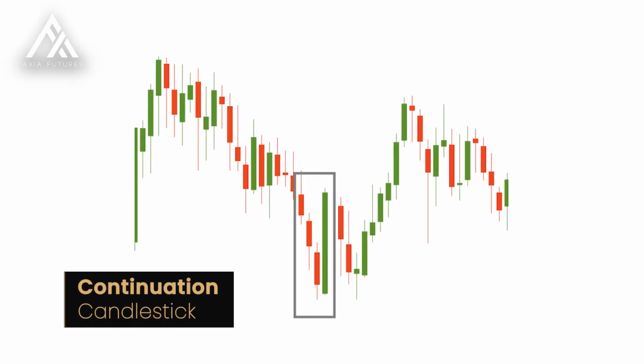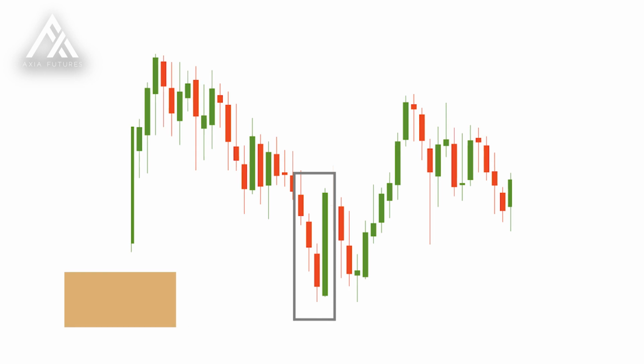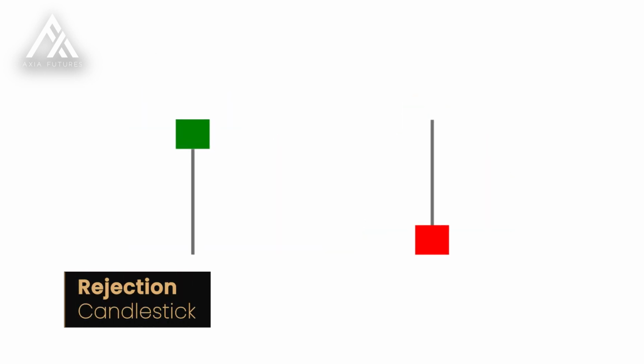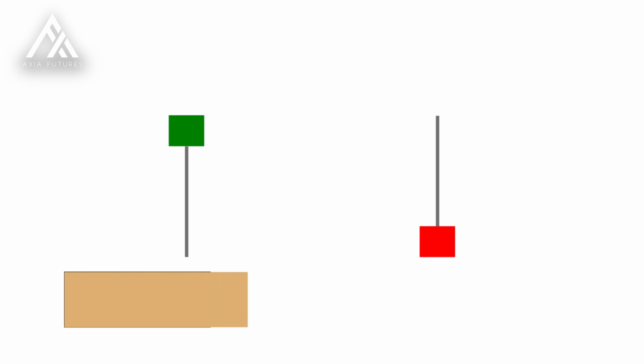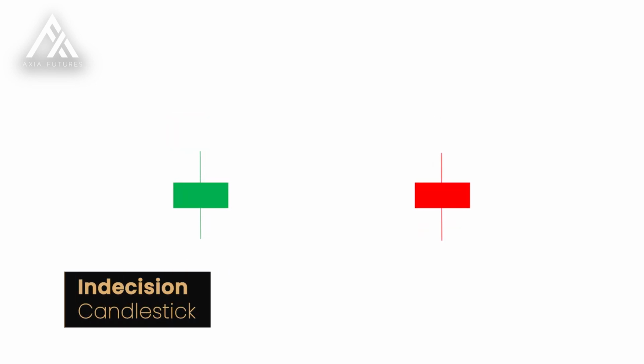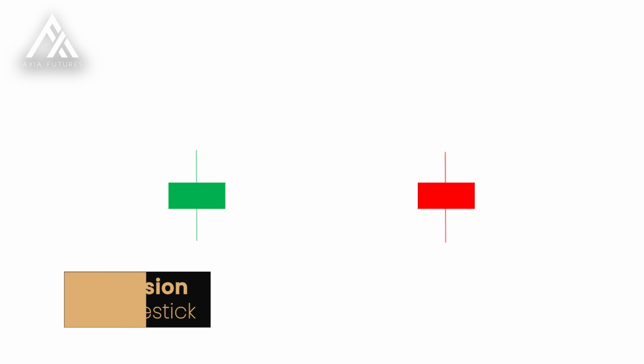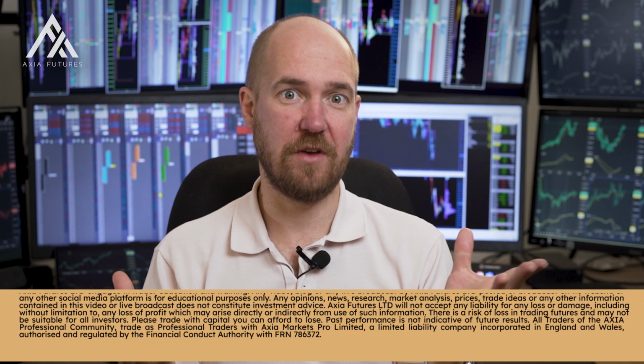You either have a continuation candle, a big solid bodied candle. You have a rejection candle, a candle with a very large wick, very small body. Or you have an indecision candle. This is what's called a doji. This is one with a very small body, small wick, either side. That essentially tells you nothing's going on.